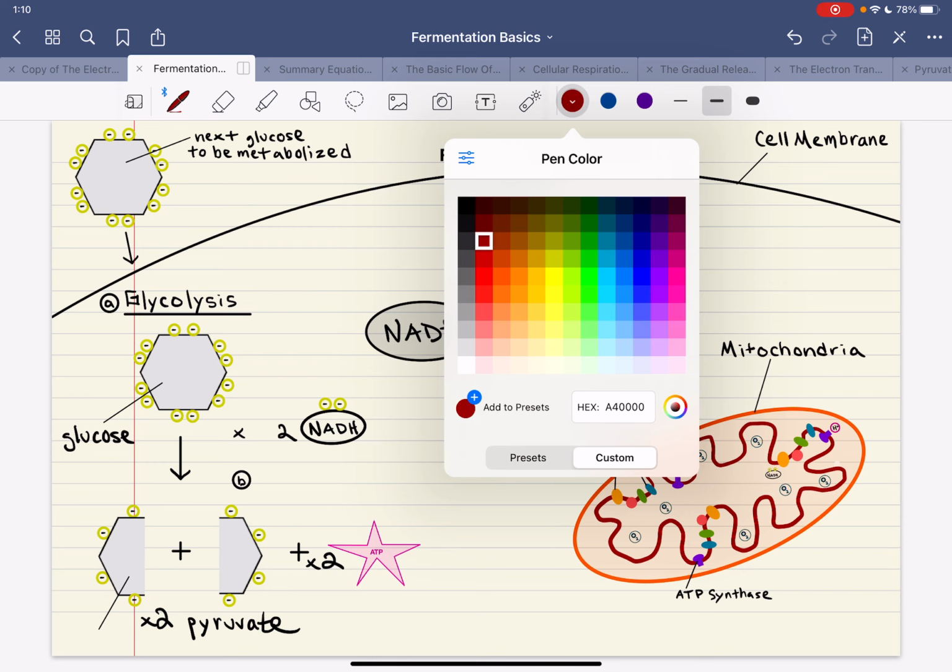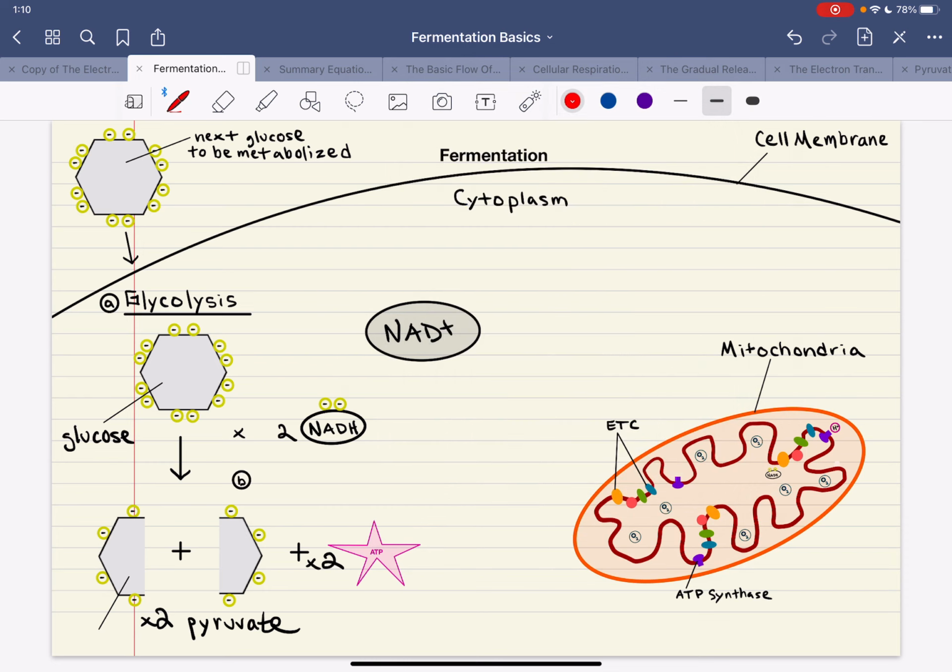But again, we're not doing that because remember, we're in an environment right now where there is either very little or no oxygen. So let's indicate that. No oxygen. So the ETC shuts down. So there's no point in trying to use these electrons to do anything because the ETC is dysfunctional at this point. So all we want to do is just get rid of these 2 electrons that are sitting on top of NADH.